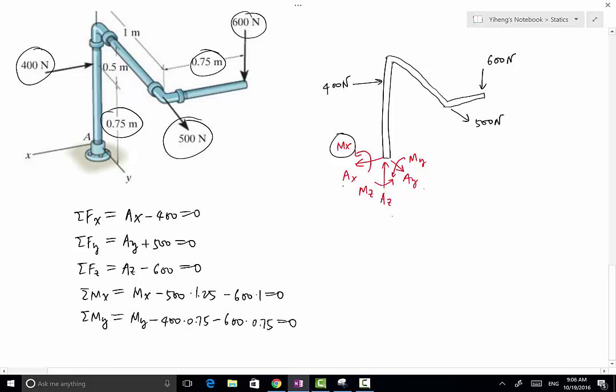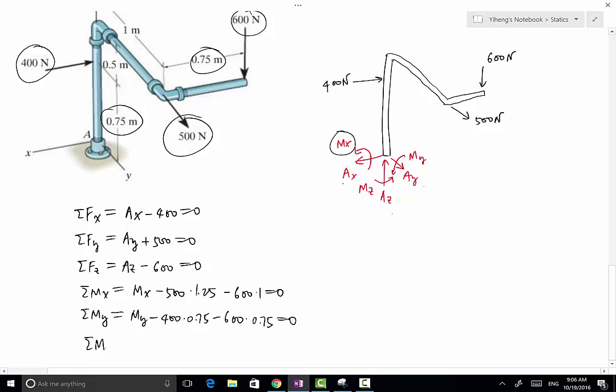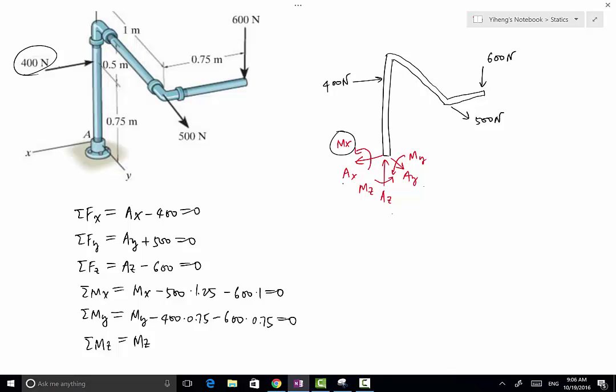And lastly, resultant moment about the z-axis. We start with our unknown Mz, and then if we look at the 3 forces one by one, the line of action of the 400 Newton force passes through the z-axis, so no moment. The 500 Newton force also has line of action passing through the z-axis, no moment. The 600 Newton force is parallel to the z-axis, therefore no moment about the z-axis as well. So that's it. That's a big zero right here.